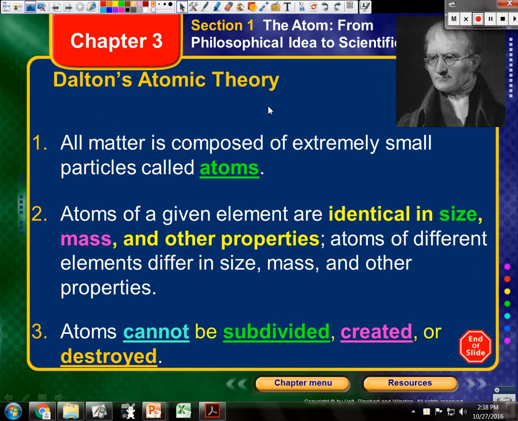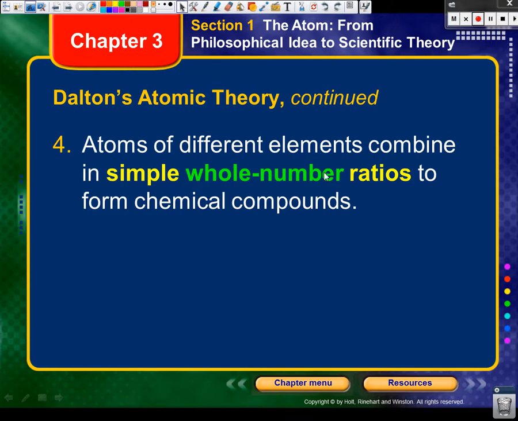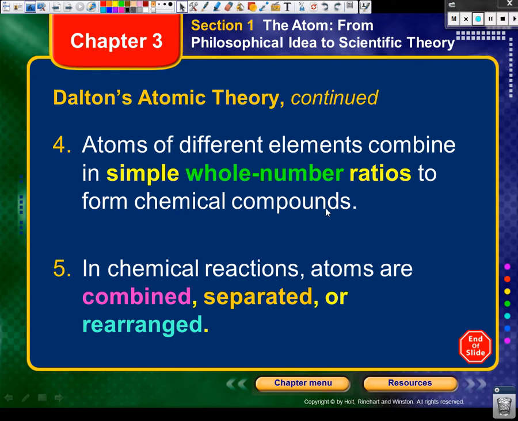True or false? Atoms cannot be subdivided, created, or destroyed. That's false. Very good. Then we said that atoms of different elements combine in simple whole number ratios. True or false? True. And then in chemical reactions, atoms are combined, separated, rearranged. That is also true. Very good.